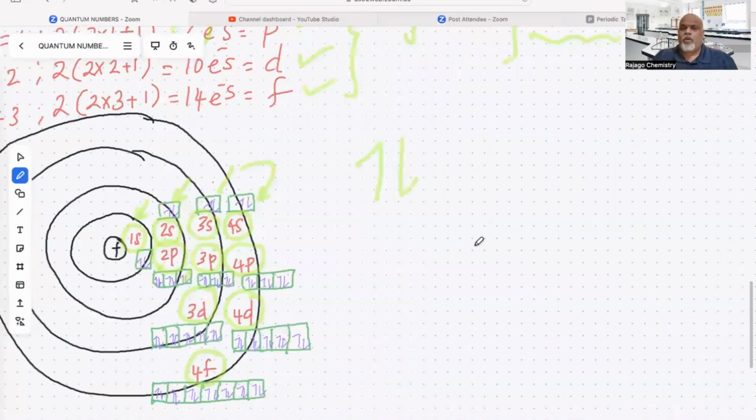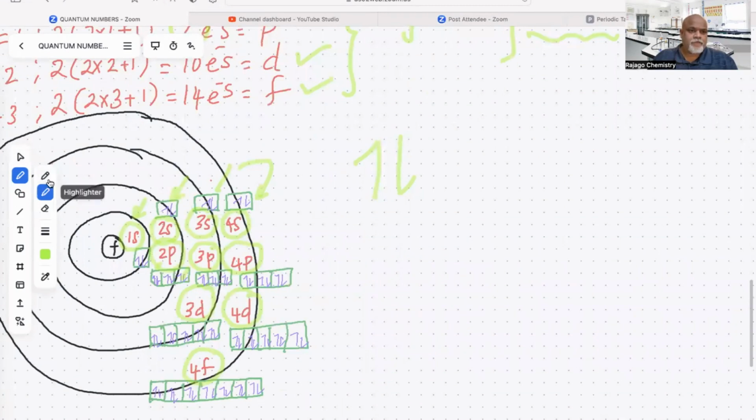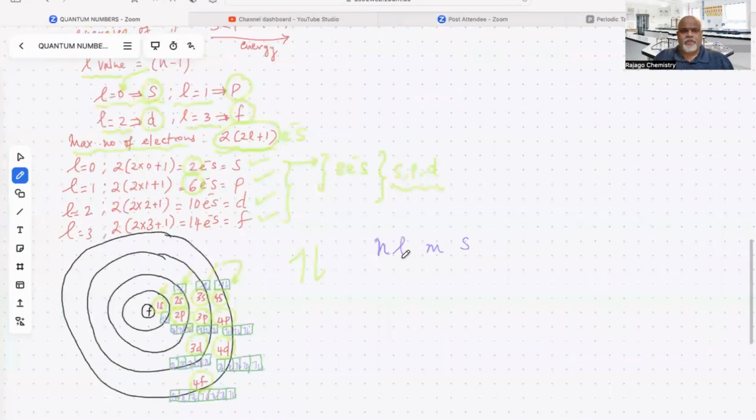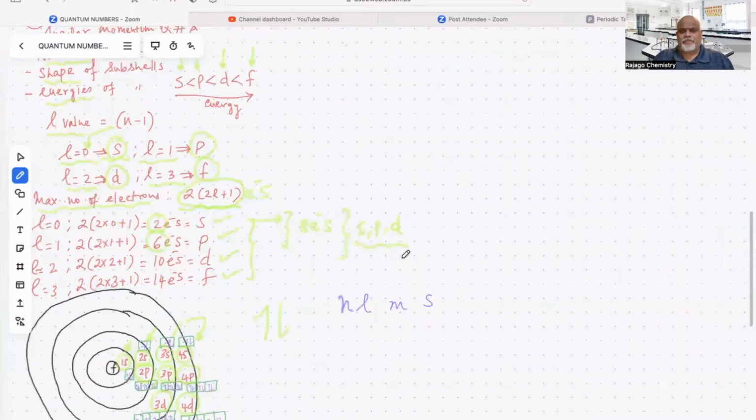The reason why we are writing these 4 quantum numbers, n, l, m, and s, is just to specify which electron we are talking about. So we can clearly say which electron we are talking about, because all the 4 quantum numbers will not be the same for any two electrons. So let's look at some examples, then you will understand.